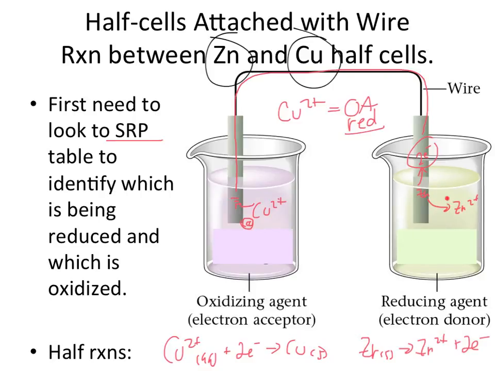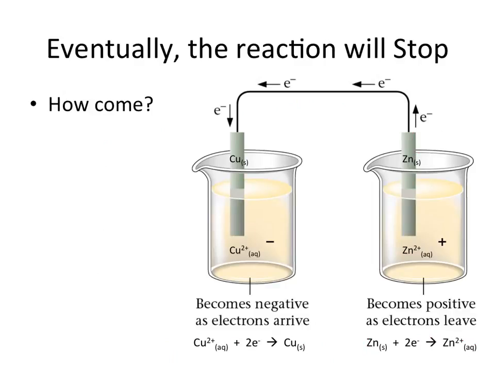If you said that the zinc is going to get smaller, you're absolutely right, because the metal is being converted into an ion. These electrons are moving over this side, and in this side, the ions are being converted into a metal and depositing on this electrode. So eventually the reaction will stop.